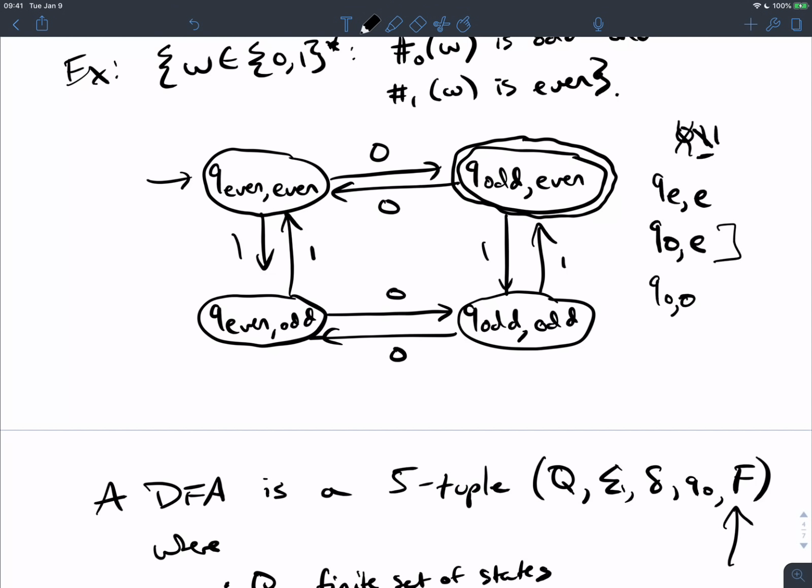And then that character's gone now. Q odd, odd. Now I look at the next character, which is a 1. And so what state do I go to? Back up to odd, even. So odd, even. Do I have any characters left to read? No, so should I stop?